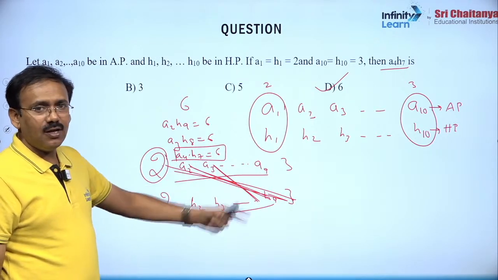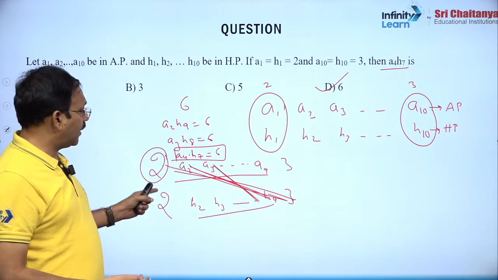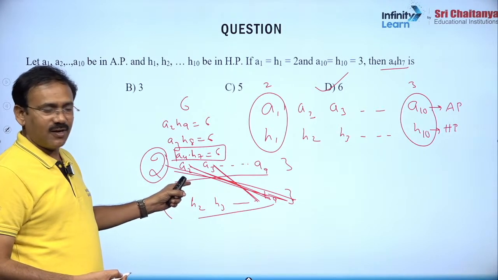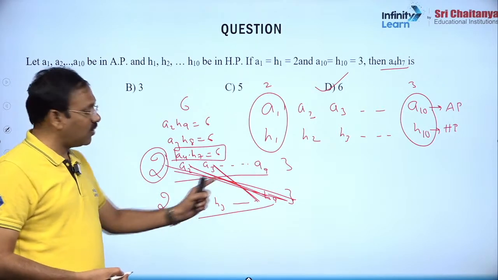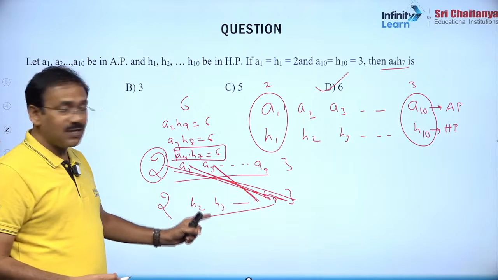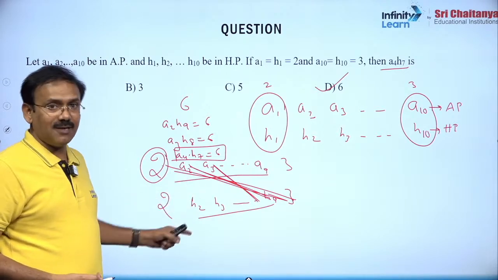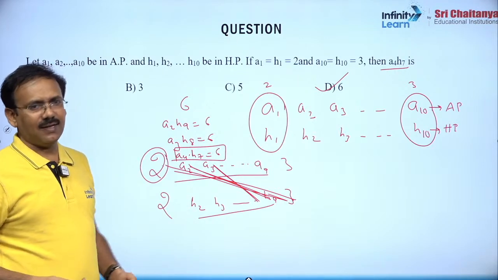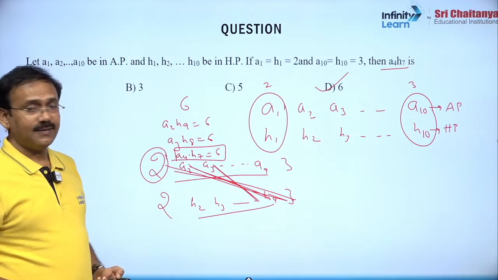Between 2 and 3, if you insert 9 arithmetic means, you just find the common difference, here you can write. And between 1 by 2 and 1 by 3, you have to insert 9 arithmetic means, you have to find, then try to multiply. That regular calculation we have to do, okay, right.